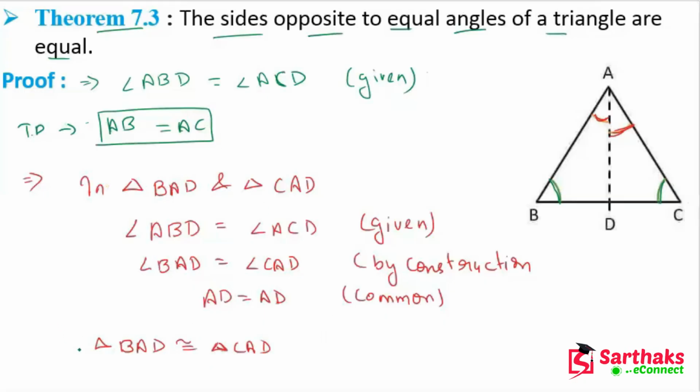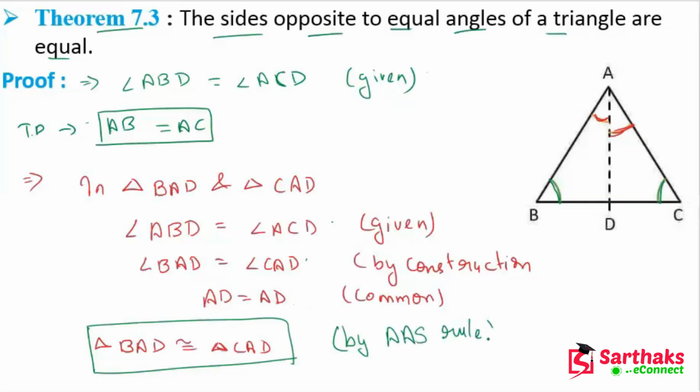So this is congruence by what rule? By the angle side rule. So two angles and one adjacent side. So AD is what? It is the adjacent side. So angle side rule. So I hope you understand these things.